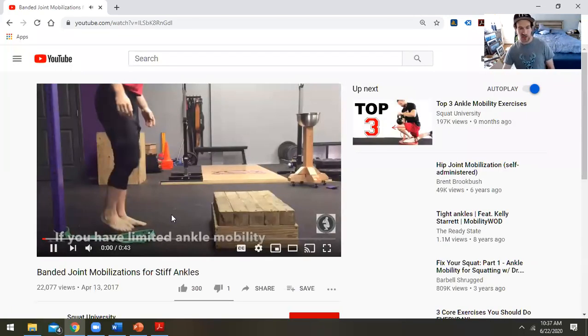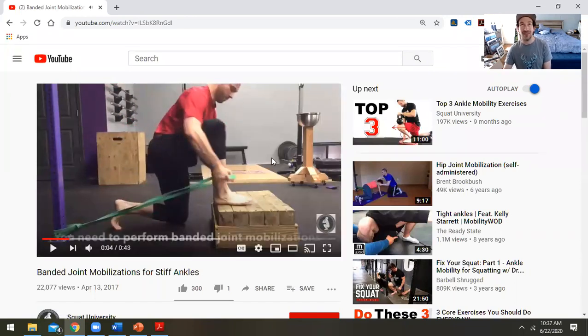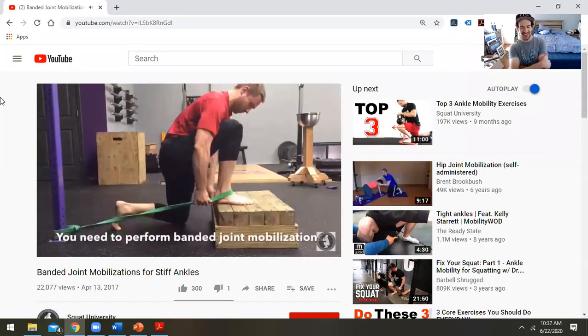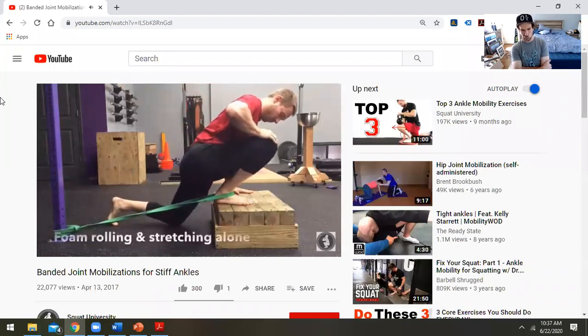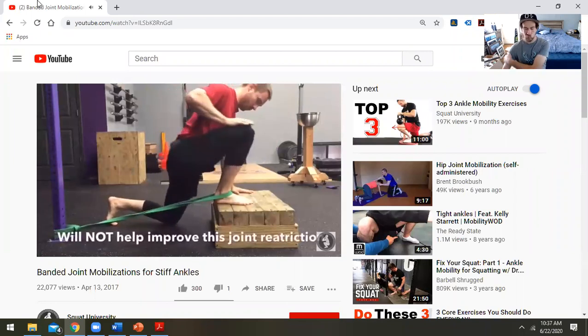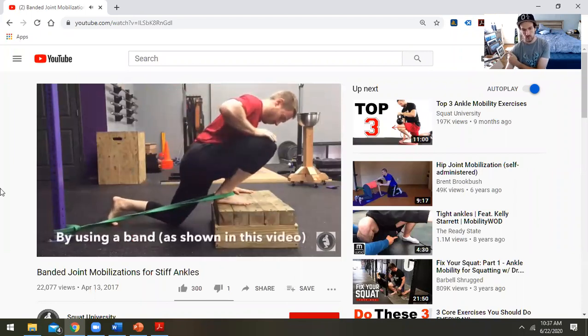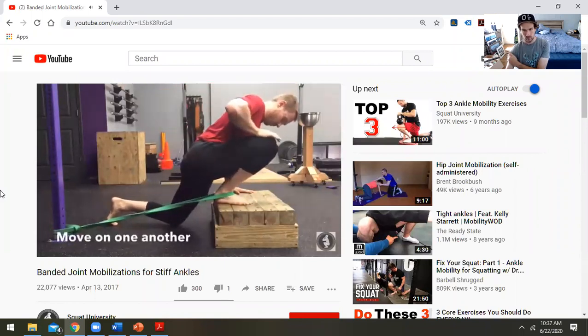All right, so here's an example of using distraction. If you have limited ankle mobility due to a joint restriction, you need to perform banded joint mobilizations in order to improve that mobility. Foam rolling and stretching alone will not help improve this joint restriction. By using a band, as shown in this video, we are able to help improve the way the bones in our joint move on one another.